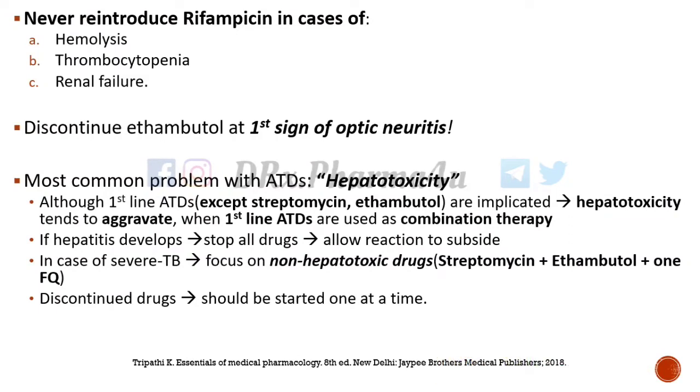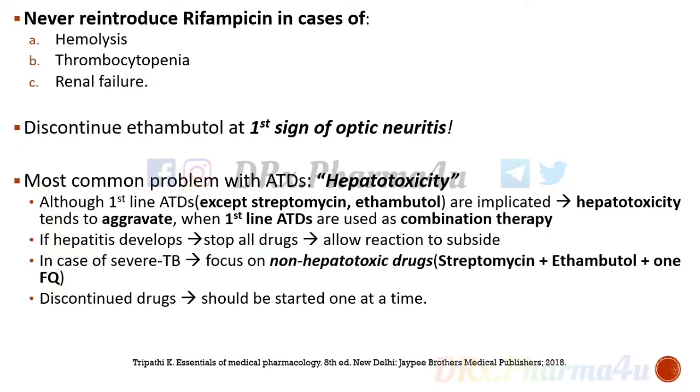So if hepatitis or severe elevation in liver enzymes occurs, then we should stop all the drugs and allow the reaction to subside. If it is a case of severe TB, definitely if hepatotoxicity happens, it doesn't mean that we will stop the tubercular drugs. We can use non-hepatotoxic drugs. So if you are having severe TB and you are using first-line agents and you develop severe hepatotoxicity, the alternative that you can look at is non-hepatotoxic anti-tubercular agents. For example, streptomycin. Streptomycin is nephrotoxic. It is not hepatotoxic. Streptomycin can cause to some extent vertigo as well.